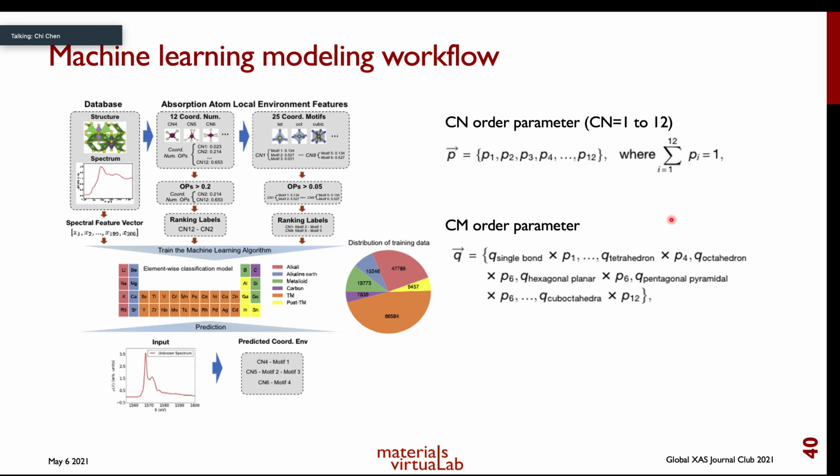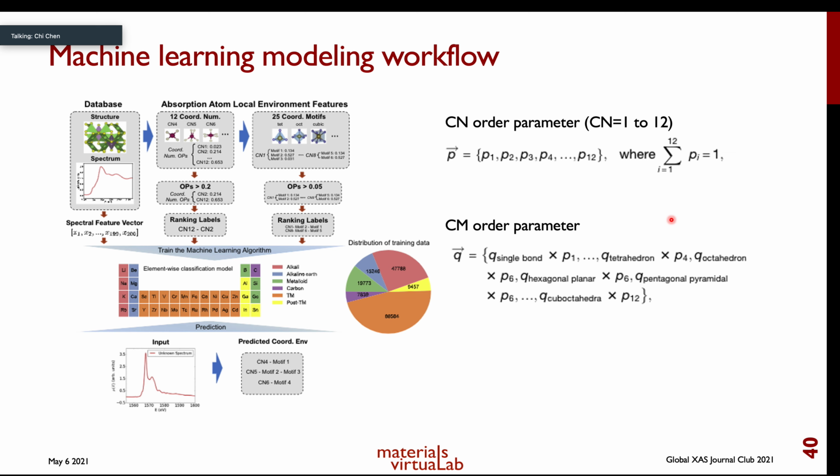So our machine learning model is inspired by this local environment assignment using a continuous number. From the database, we can calculate the coordination number for each atom, and the coordination number is again not a binary value but rather a continuous value, because whenever you have some distortion, that will make your local environment deviate from a perfect structure. So that's why we introduce some fractional values of coordination number.